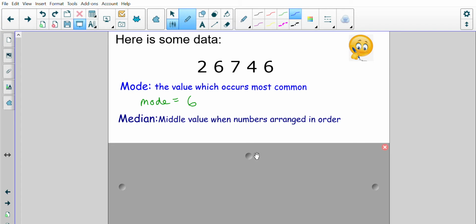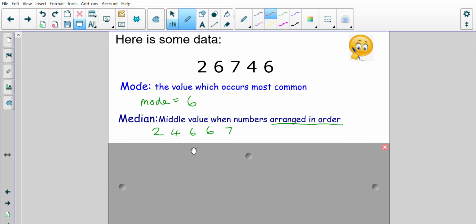The median is the middle value when the numbers are arranged in order. It's really important that we arrange the numbers in order. Let's underline that, because obviously if they weren't in order and everybody had a different order, everybody would have a different middle number. So let's remember, let's put them in order first, and that gives me 2, 4, 6, 6, 7, and then I want to find the middle number.